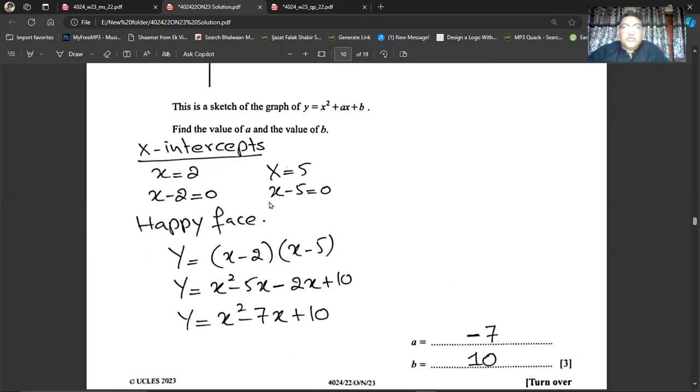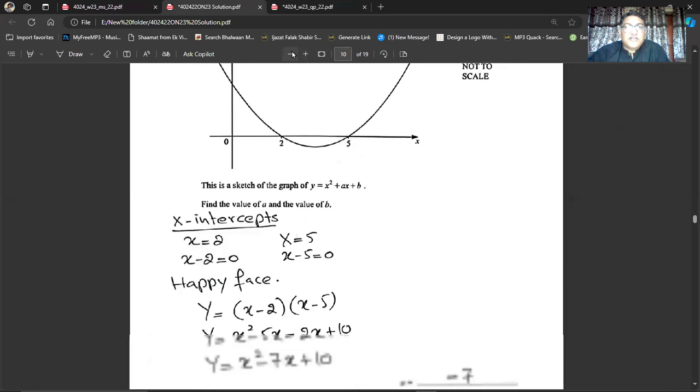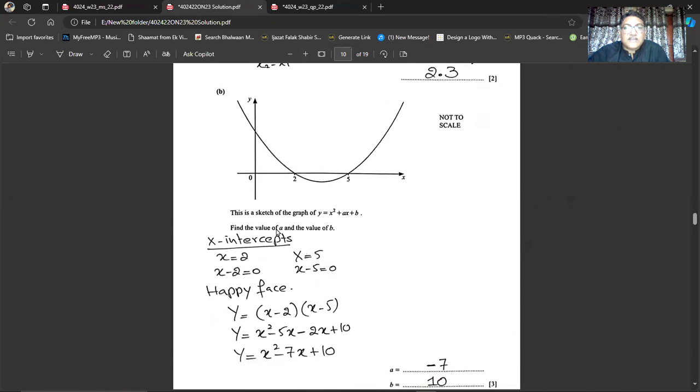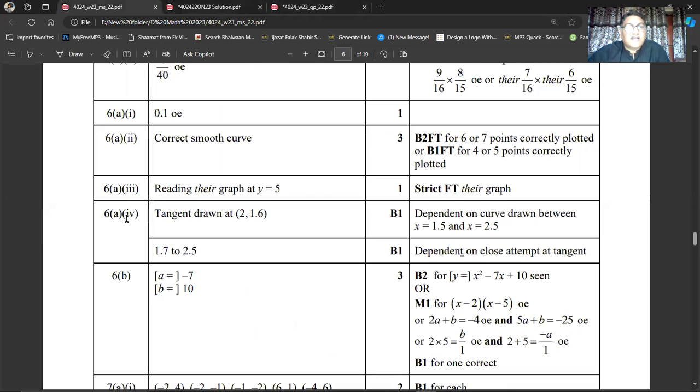Hopefully you understand, and let me reduce the size so you can see the whole thing together. This is how this is done. It's a very famous question. So minus 7 and 10 is the answer. You can look at the marking scheme. Hopefully you understand.